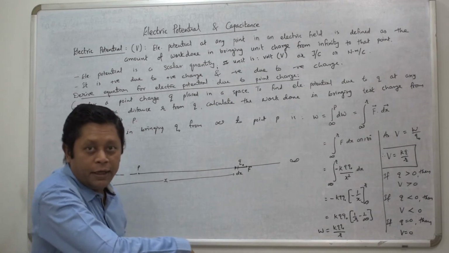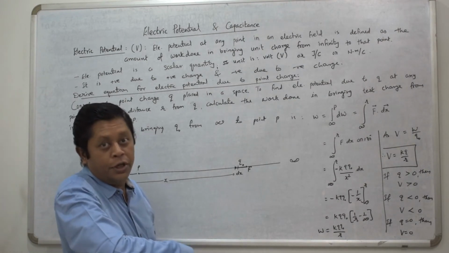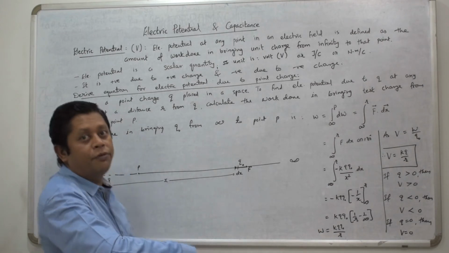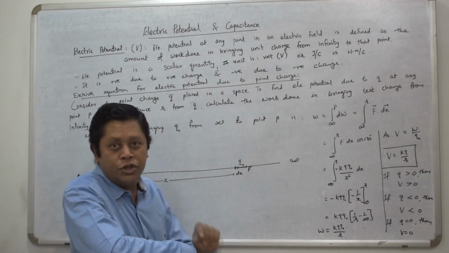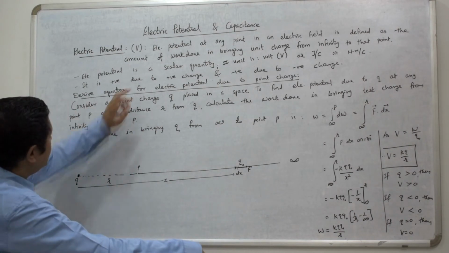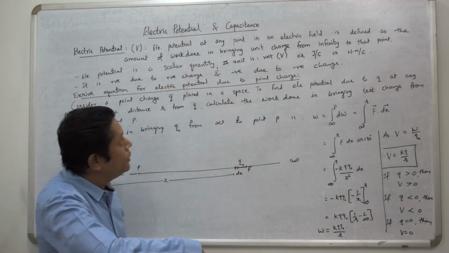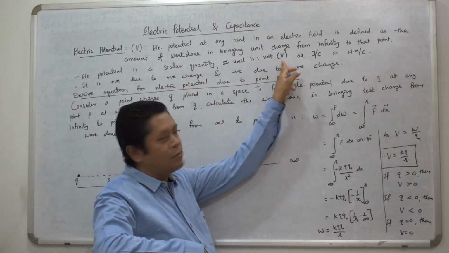Exactly in the same way, electric potential due to any charge at any point is defined as the amount of work done in bringing unit charge from infinity to that point. As it is the amount of work done, it is a scalar quantity. Its SI unit is volt, represented by the symbol V.